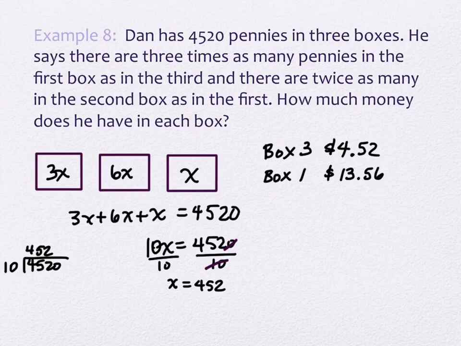$13.56. And what would I do to find box 2? I would double the $13.56, right? So what would that give me? 2,712. Right, $27.12 after you turn it into dollars.